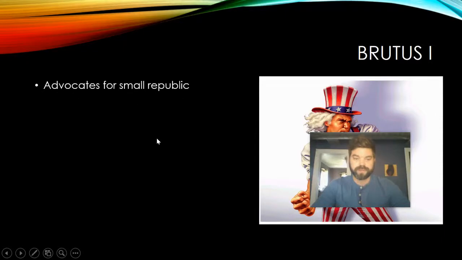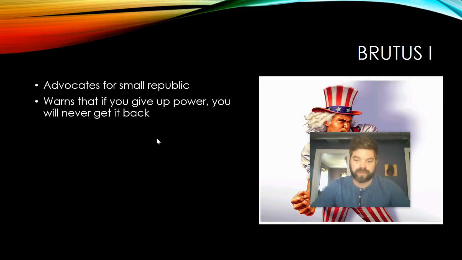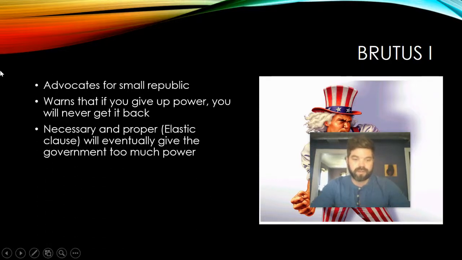Brutus 1. This is an anti-federalist paper. They advocated for a small republic. They were against the Constitution. They warned that if you give up power, you'll never get it back. The writer of Brutus 1 felt that we were going to yield too much power to the centralized government and never get it back. He thought the necessary and proper clause, or the elastic clause, would eventually give the government too much power. In a lot of ways, he was right.